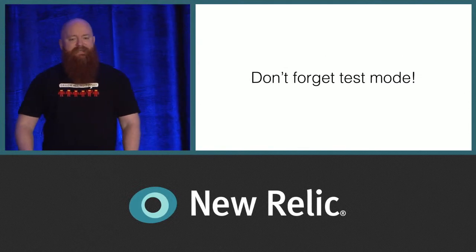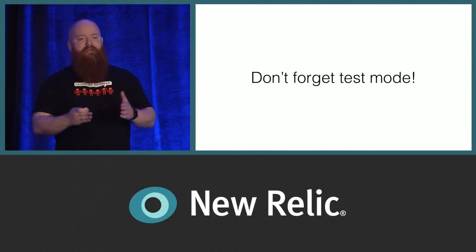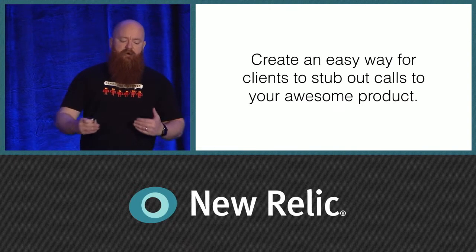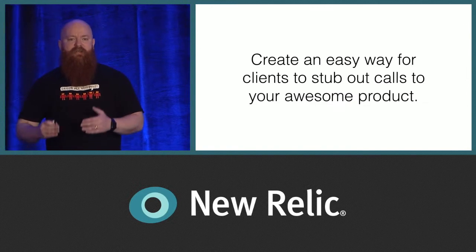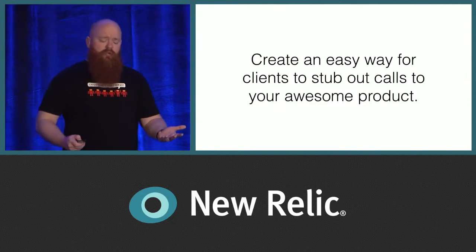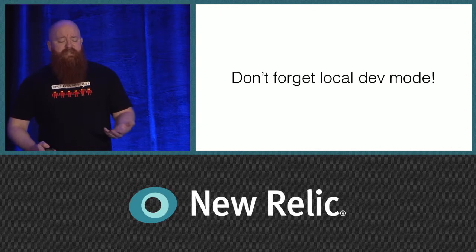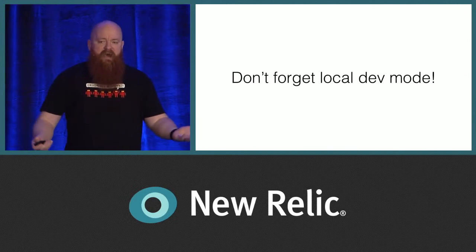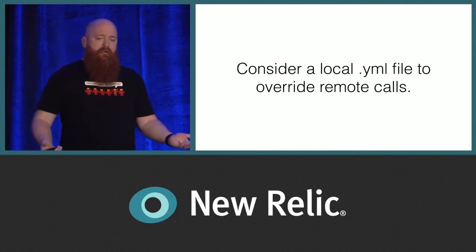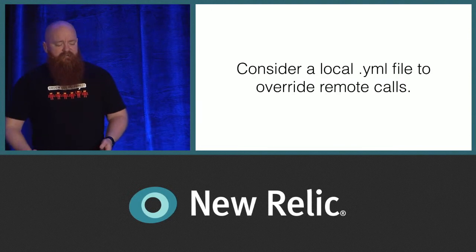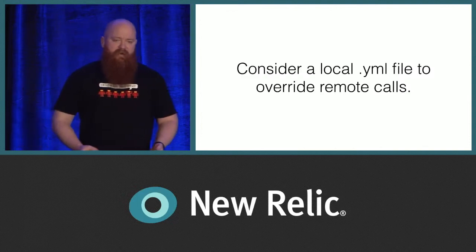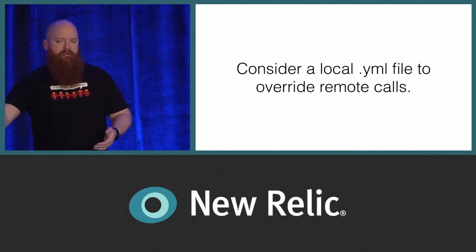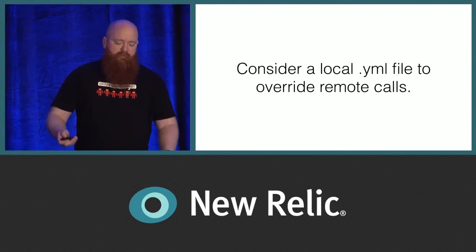Don't forget a test mode. People are going to write tests that use your product. So you need to have an easy way for clients to stub out your calls to your awesome product in their tests. Relatedly, you don't want to forget a local dev mode. People are going to want to run this thing on their laptop. So have some easy way for them to do that. A good way that Ron Crocker put into the feature flag service is he's got a local YAML file that you can use to override the values you get back from the service. Client just looks at that file, no problem.